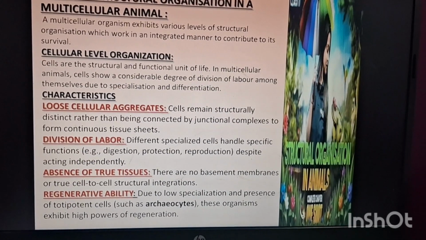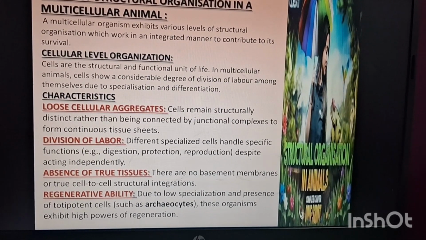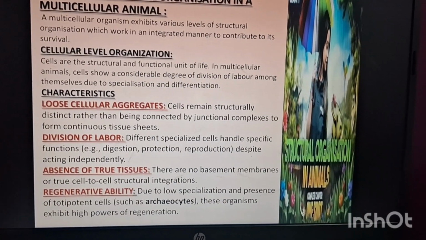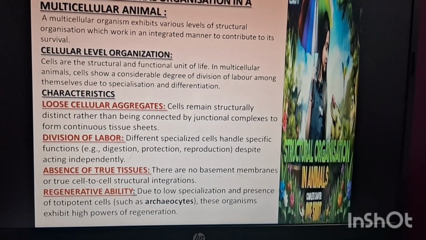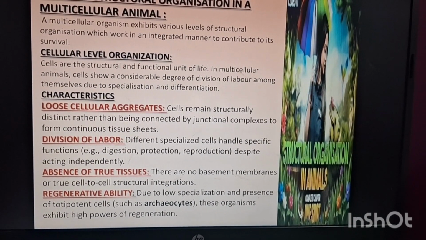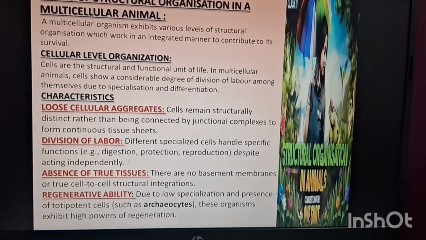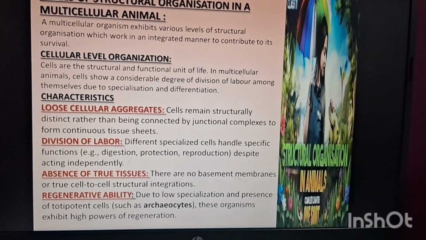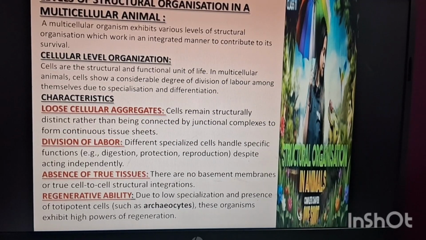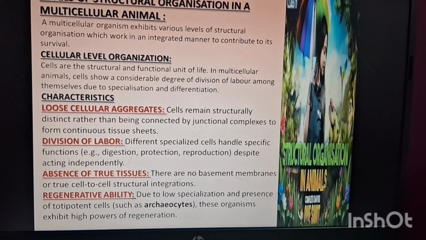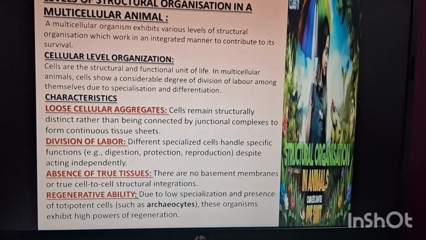First, a multicellular organism exhibits various levels of structural organization which work in an integrated manner to contribute to its survival. First is cellular level organization. Cells are the structural and functional unit of life. In multicellular animals, cells show a considerable degree of division of labor among themselves due to specialization and differentiation.